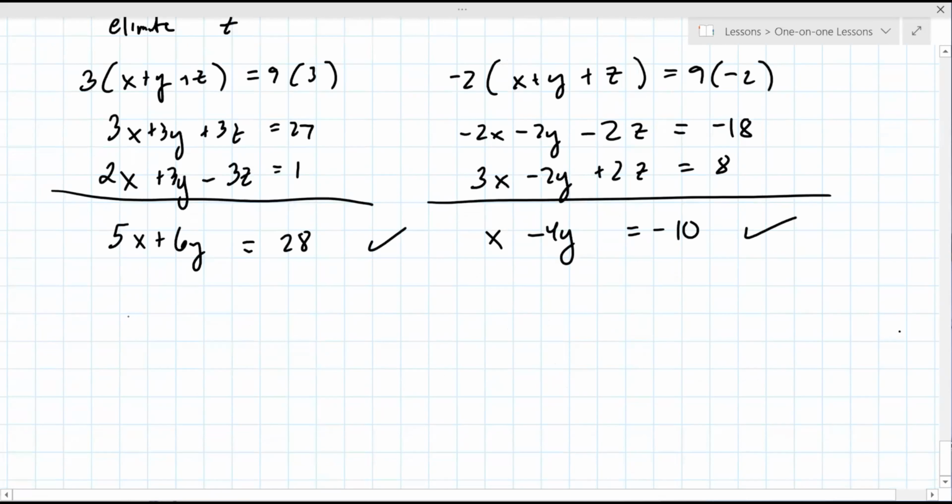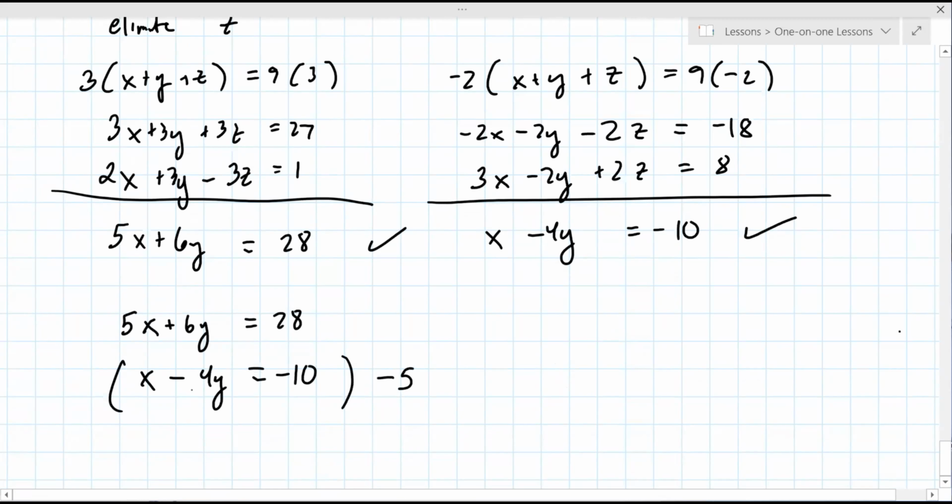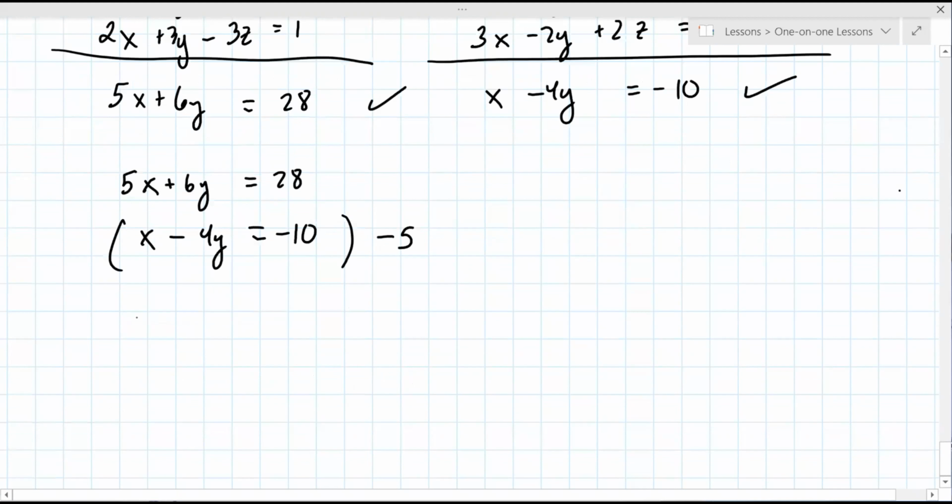I'm going to write the system together. 5x plus 6y equals 28. x minus 4y equals negative 10. So I have a choice here. I can eliminate x or I can eliminate y. I'm going to choose to eliminate x because I only have to multiply one of the equations. If I eliminate y, you have to multiply both equations by a number. So you get minus 5x plus 20y equals 50.